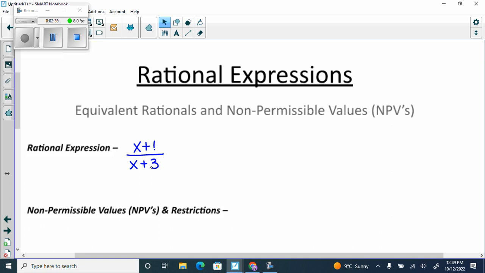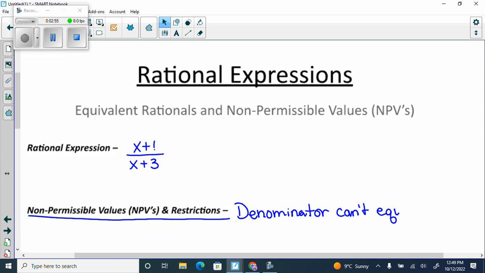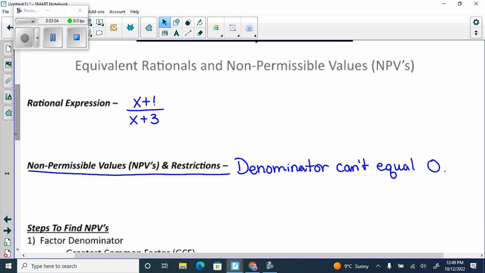So until now, we haven't had to state non-permissible values. Non-permissible values come up because our denominator, the bottom of our fraction, can't equal 0. That is why we have restrictions. Most of the time when we have fractions, we don't have restrictions because it's 1/3. Well, 3 is in the denominator. 3 isn't 0. No problems, correct? Non-permissible values and restrictions come up when we actually have variables in our denominator. Because the moment we have variables in our denominator, that variable can be any number in the world, correct? So we have to state what it can't be, because if it was that, it would make the denominator 0. So those are what the non-permissible values are.